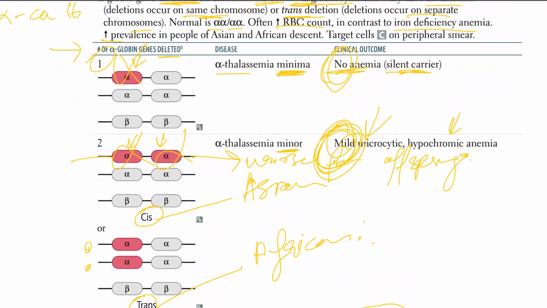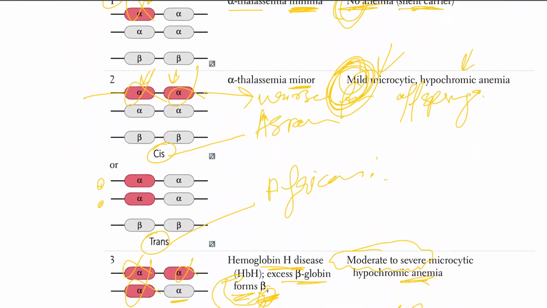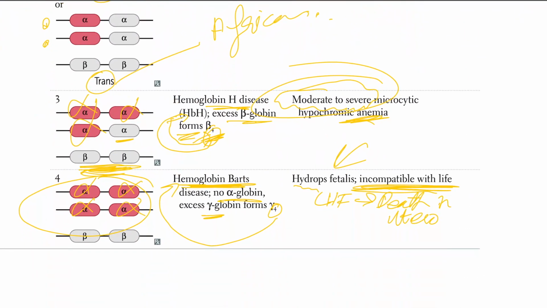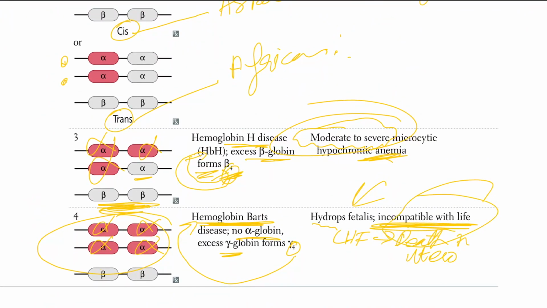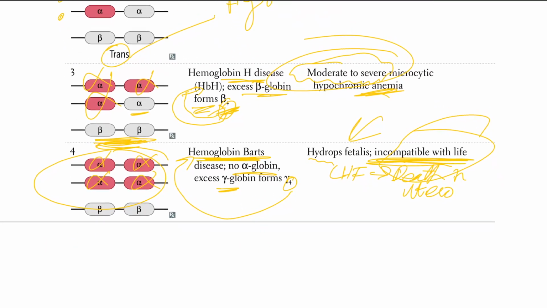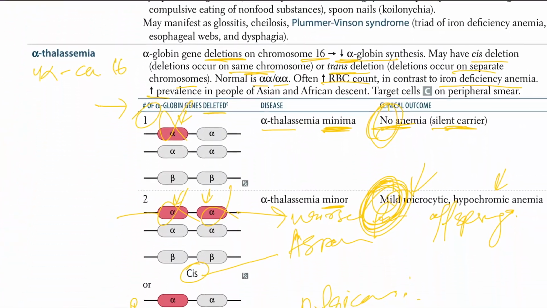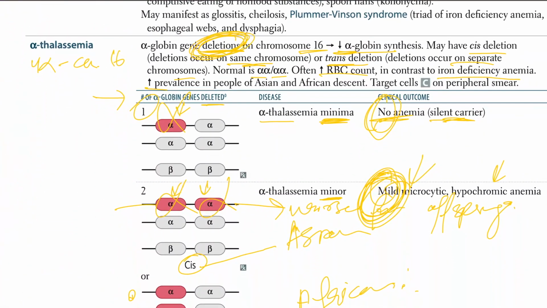So that's all for the alpha thalassemias. So it goes from no anemia, to mild, to moderate to severe anemia, or just incompatible with life, depending on knocking out 1, 2, 3, or 4 alpha genes present on chromosome 16. And this is the deletion of the alpha globin gene.